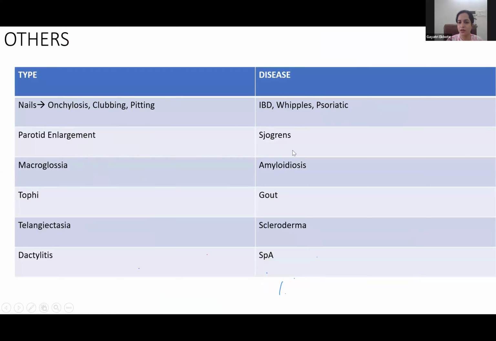Parotid enlargement can be seen in Sjogren's. Macroglossia is associated with amyloidosis. Tophi, you can see actual tophi in gout. Telangiectasias, as I said, are obviously seen in CLD, but you have to look for scleroderma.